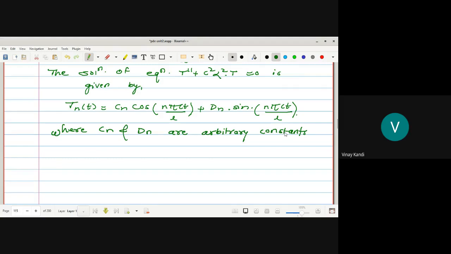Okay, hence the solution becomes, hence the solution, wait a minute, the solution y of x, t becomes, okay, so the solution starts now there.